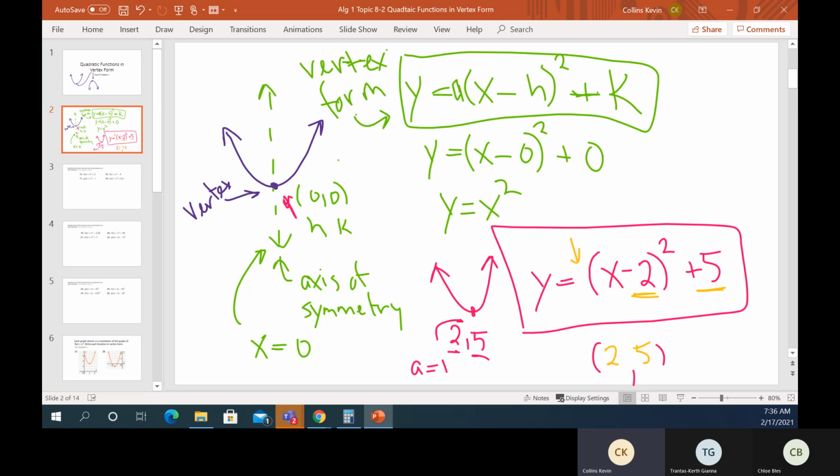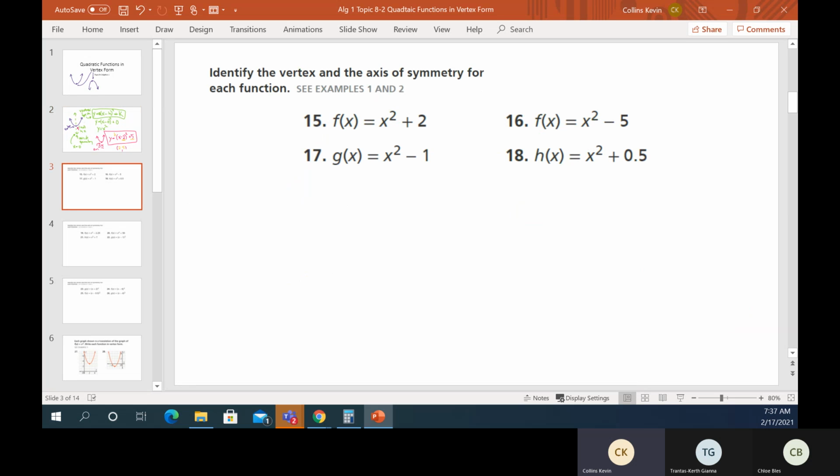So this is just one way you can write a parabola or an x squared. Okay, so that's pretty easy, right? It's just a little background information, and then we'll use this to do some of the problems here. So let's go ahead and have a look at those. All right, so this says identify the vertex and the axis of symmetry for each function.